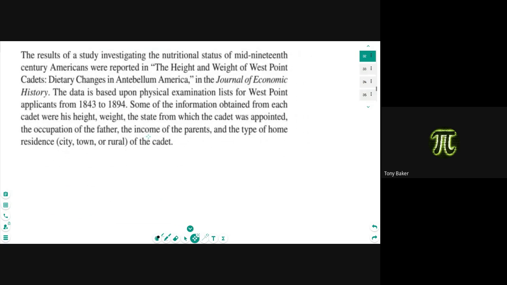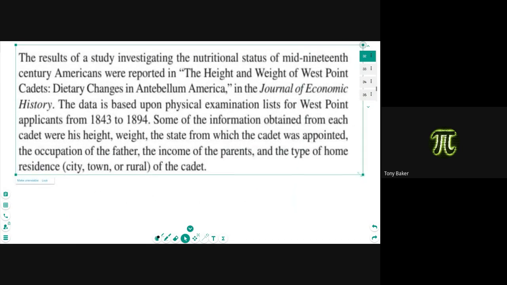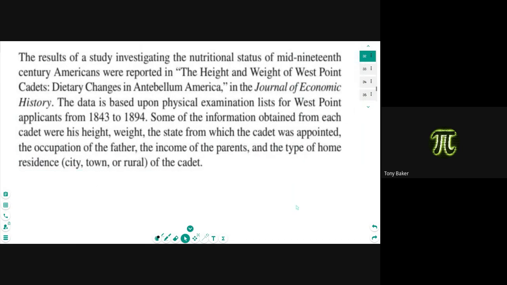All right. Read this statement, or read this little paragraph.